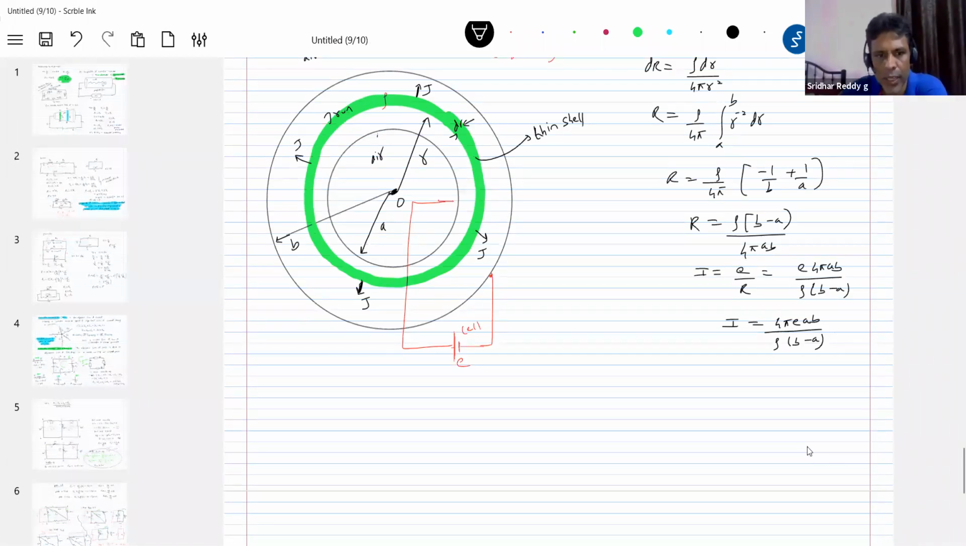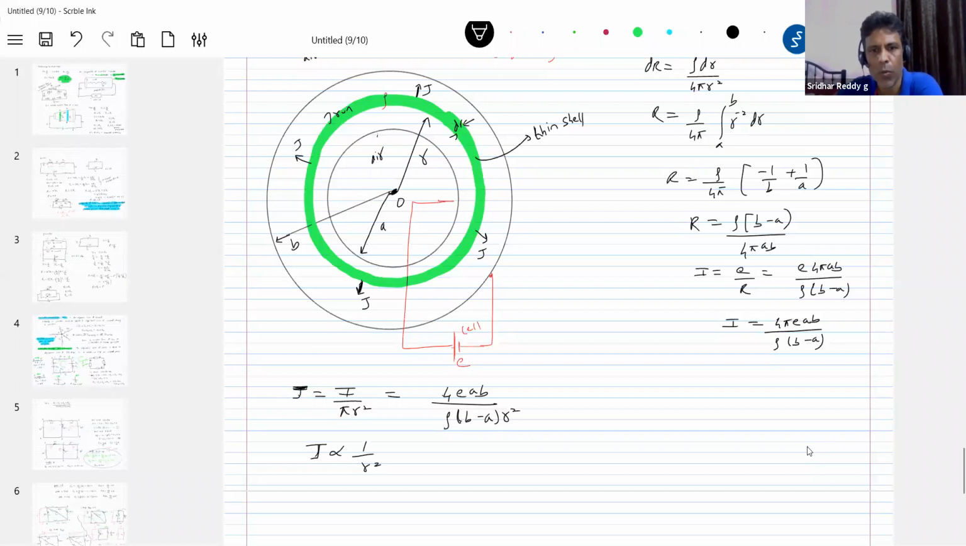What should be the formula? J should be equal to I by 4 pi r squared. What is I? I is constant, no? You can see everything is 4 pi r squared. So as you move away, what happens to the current density here? It will decrease. So this will become E A B by rho (B minus A) r squared. All terms are constant: applied EMF, inner radius, and so on. So J is proportional to 1 by r squared.